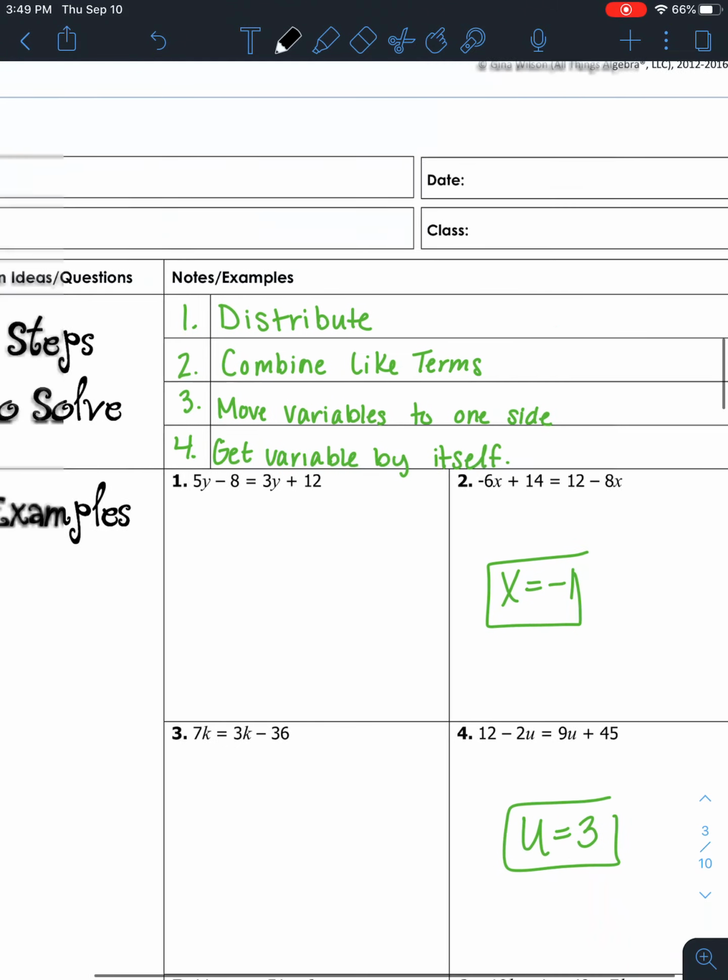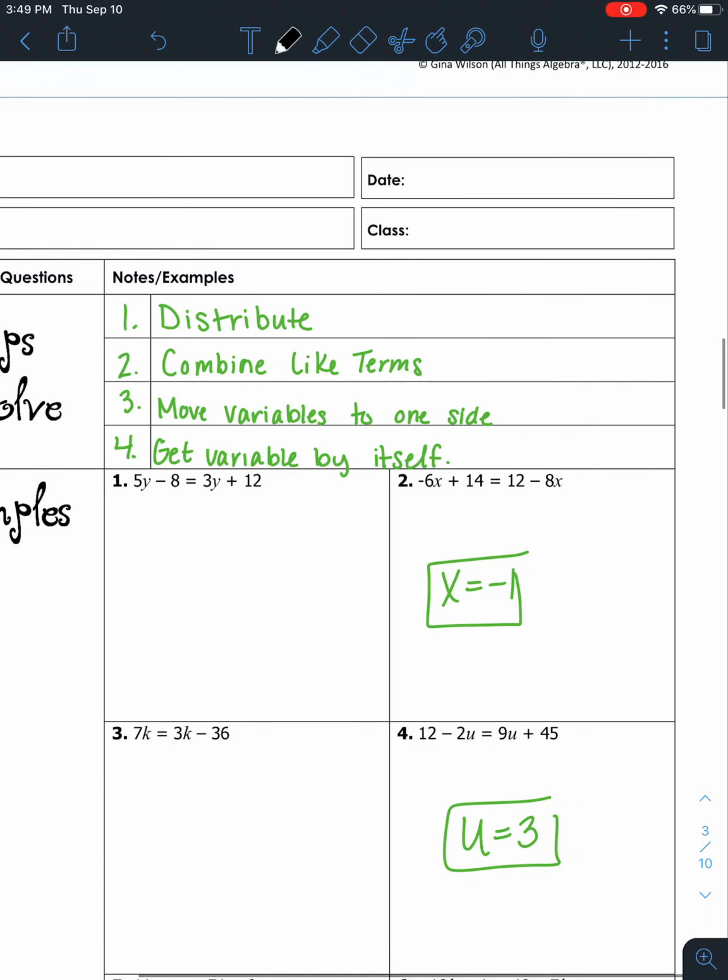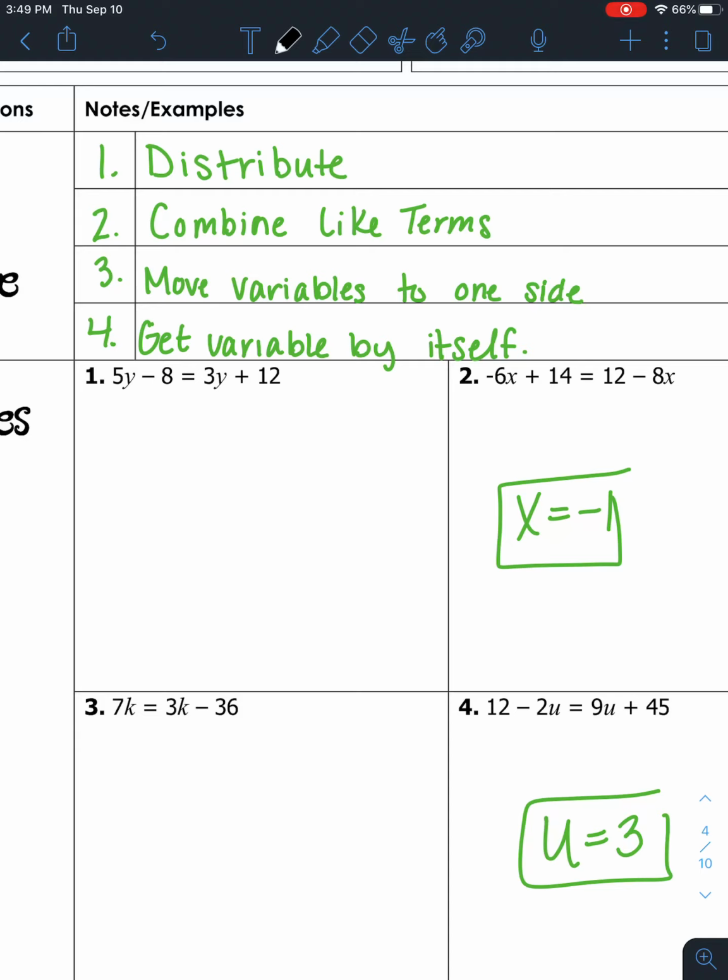Okay, moving on to our second page of notes here. Again, another way to solve. This time we have variables on both sides of our equation. So we're going to distribute, again, if necessary. Combine any like terms on one side of the equation or the other. Then you're going to move your variables to one side and solve to get your variable by itself.